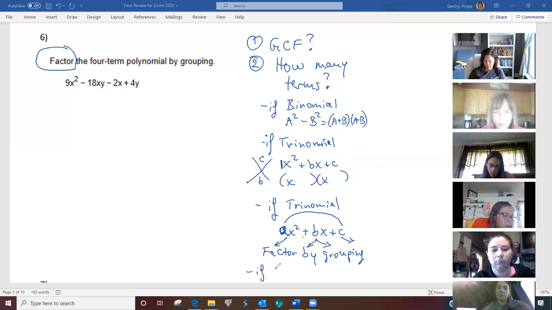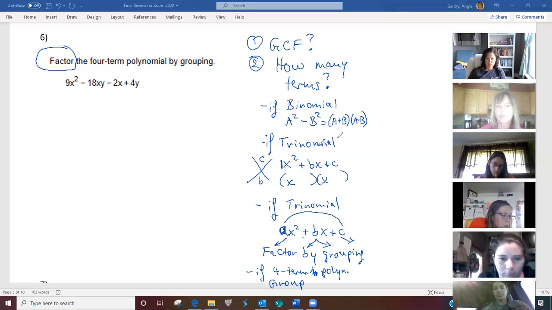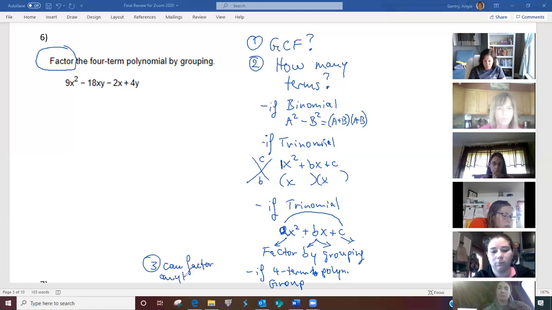And if it's a 4-term polynomial, then you factor by grouping. Yes? That's really all you need. Then step 3 is, is there anything else you can do? Sometimes there's repeated factoring going on, so you can continue factoring things. Meaning, is it completely factored when you get done? So that's it for the steps.